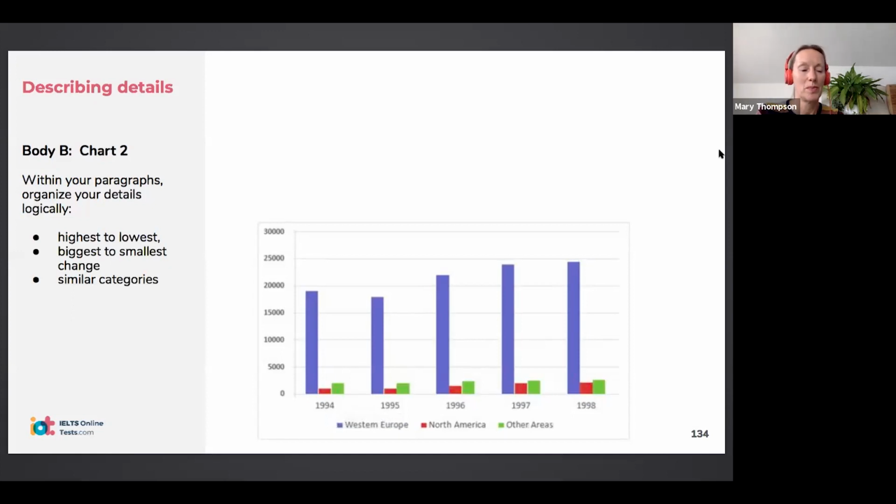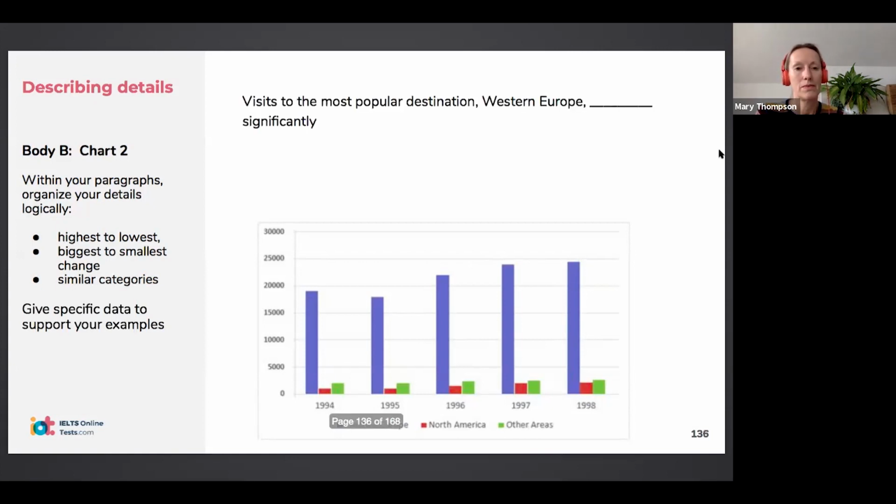Okay, so it's similar to the previous one, so you need to organize your details logically, from highest to lowest, biggest to smallest change, and similar categories. And make sure you give specific data to support your examples. Visits to the most popular destination, Western Europe, rose, or we've got increased again. So increased has come up quite a lot, so really try and vary your vocabulary if you can.